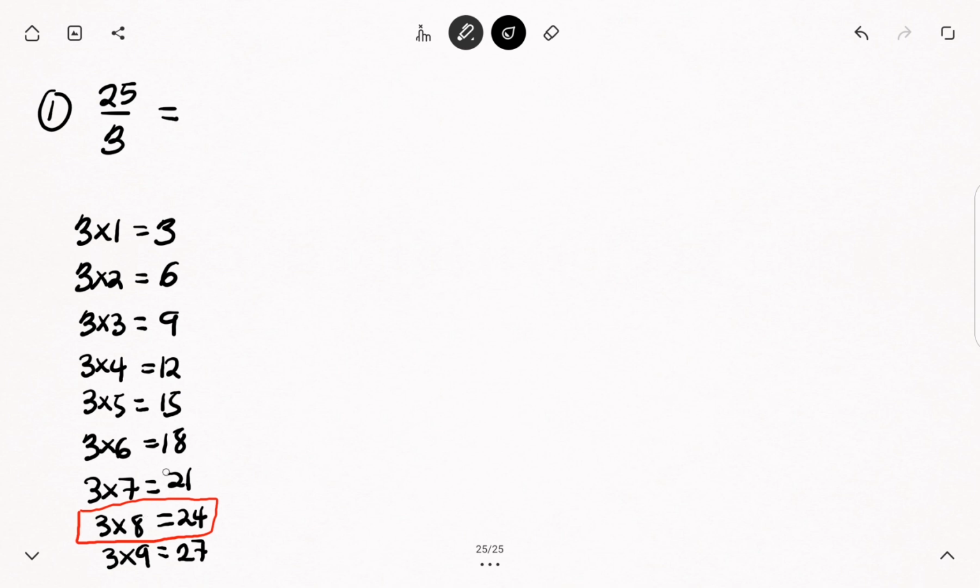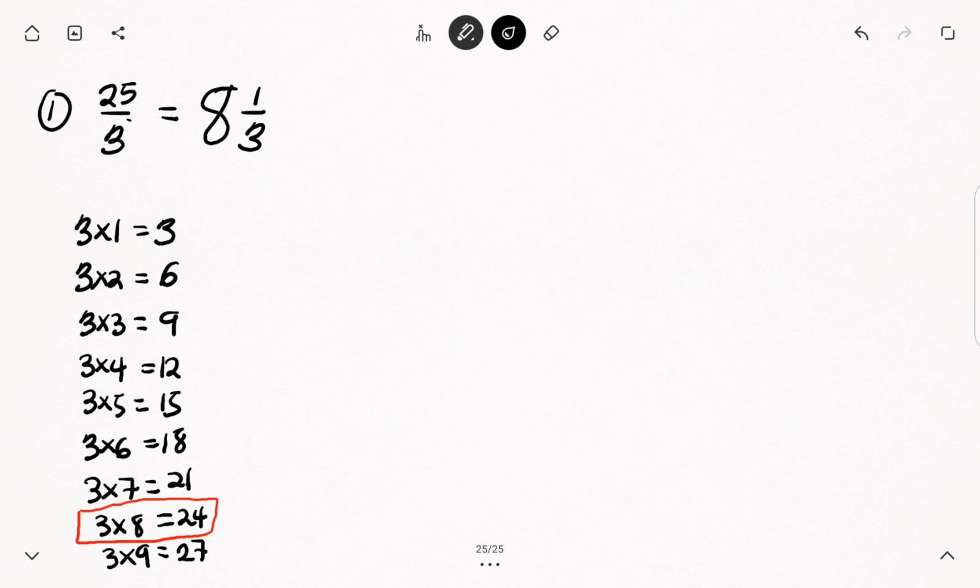So that 8 becomes a whole number, so we write it as big as possible. So it means 3 will go into 25 8 times, so we write the 8. Now 3 times 8 is 24. It means that it will be left with 1, or remainder 1. That 1, we write it at the top over here, then we divide it by the denominator itself, 3. So this becomes the mixed fraction that we obtain from this improper fraction.